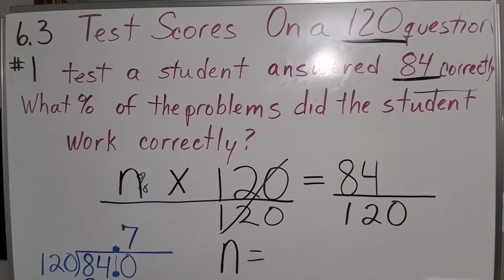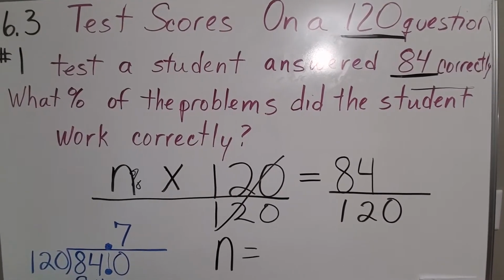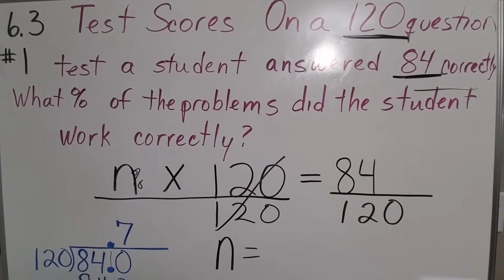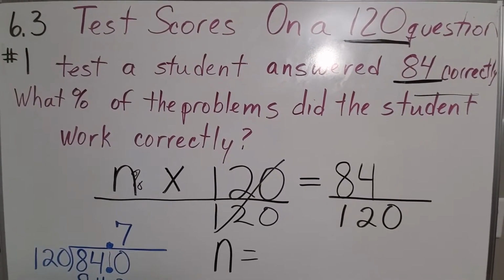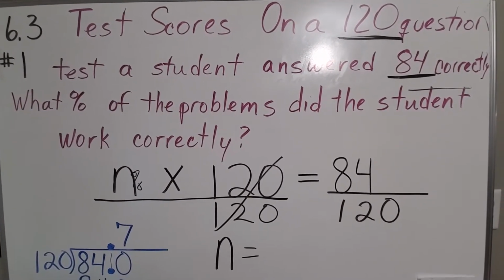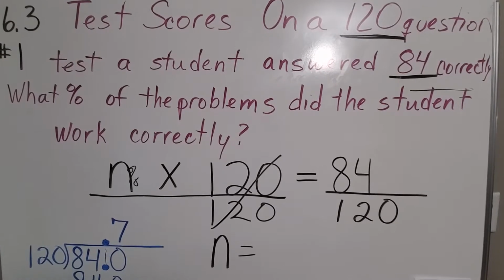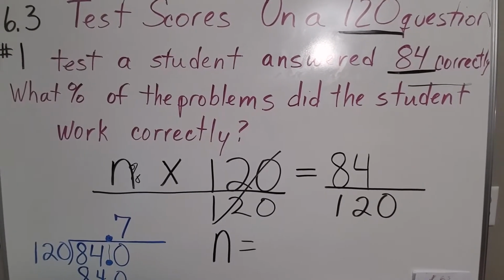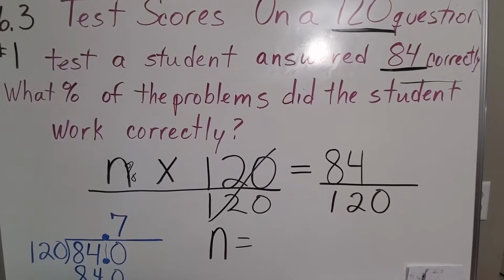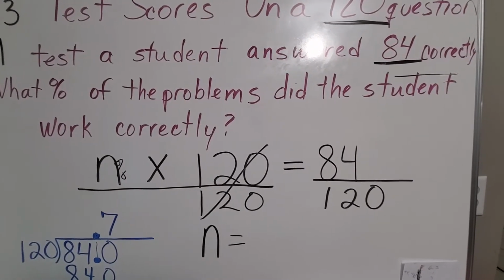What percent, that's our unknown. Of the problems, this is 120. We have 120 problems total. What percent of those problems, that 120, did the student work correctly? And we can say that as what percent times, of is always times, what percent times the problems, 120. What percent times 120 is 84. Is always equal. What percent of 120 is 84?